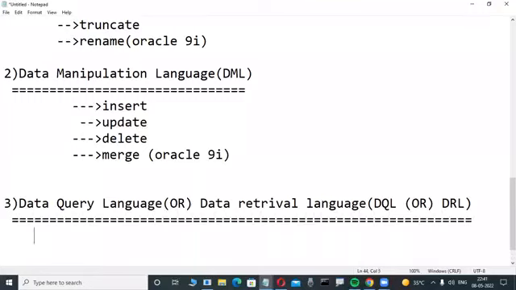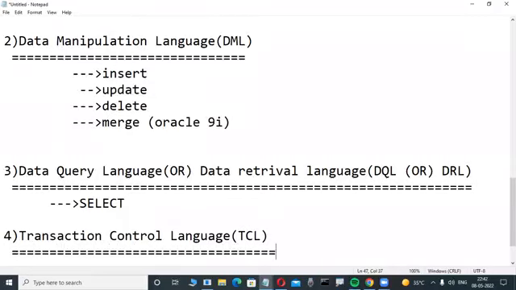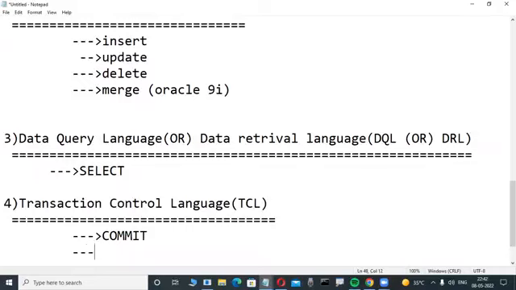Next, the last ones. Here other commands are there: commit, rollback. Don't worry. That is called TCL, Transaction Control Language. Under TCL, what commands are available? Commit, rollback, savepoint. Commit means save only.